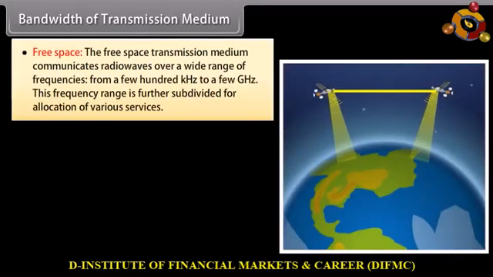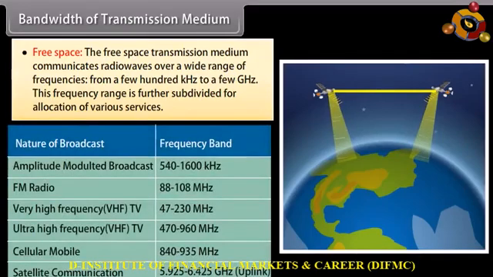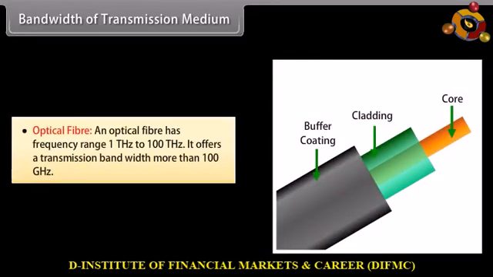Free space. The free space transmission medium communicates radio waves over a wide range of frequencies, from a few hundred kHz to a few gigahertz. This frequency range is further subdivided for allocation of various services. Optical fiber. An optical fiber has frequency range 1 THz to 100 THz. It offers a transmission bandwidth more than 100 GHz.